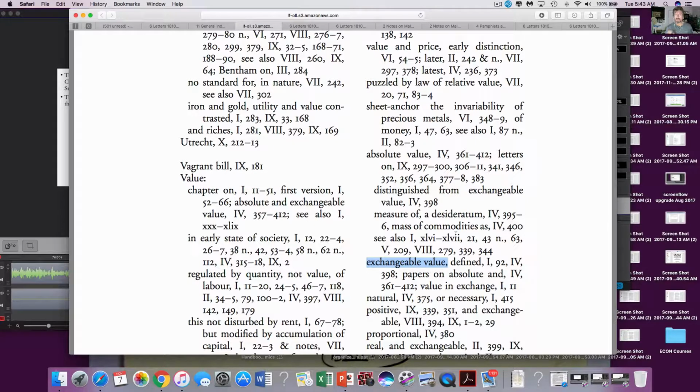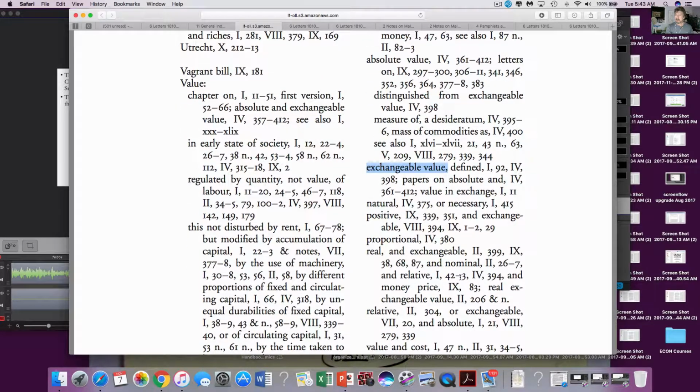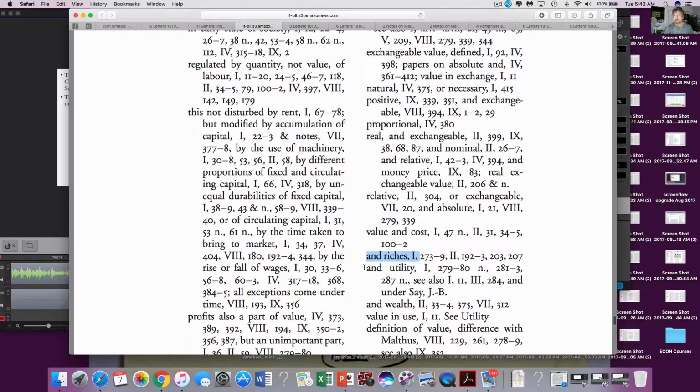And you could go to Works 4. At the end of Works 4, you can get the manuscript on absolute and exchangeable value, natural value, positive value, proportional value, real and exchangeable value, relative value, value and cost, value and riches, value and utility. This is that utility notion. You can see here that Ricardo has discussions and correspondence with J.B. Say, right?